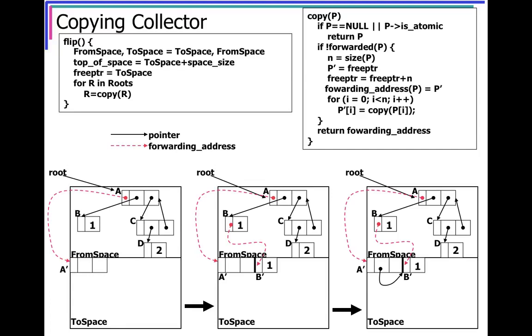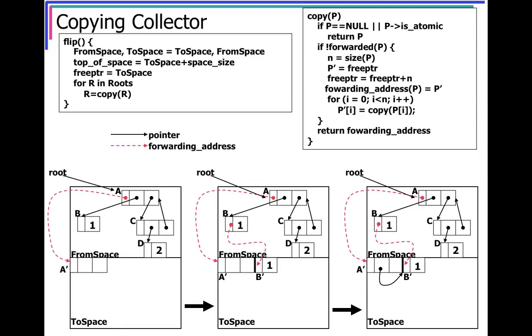Because we copied A byte for byte, the fields that are holding addresses are still all pointing to the addresses they were pointing to in the from space. So in this very first step, in the bottom right figure, the leftmost field of A prime is pointing to B, and the rightmost field of A prime is pointing to C. I just left off the actual arrows so it wouldn't get too cluttered.